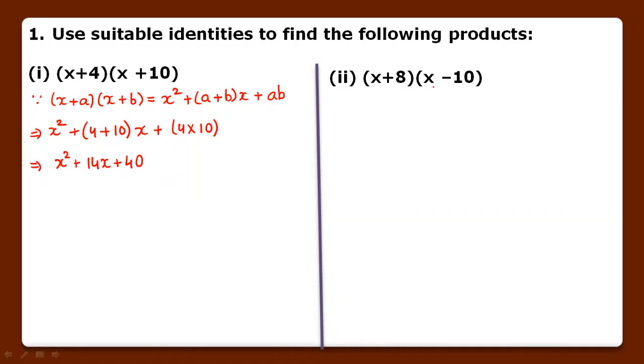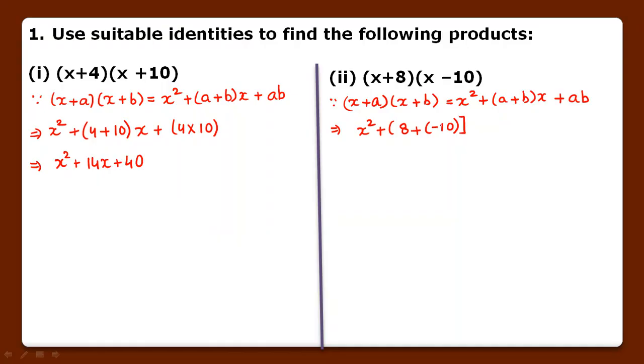Second part, x plus 10 into x minus 10. Again we will use the same identity, since x plus a into x plus b is equal to x square plus a plus b into x plus ab. X here is x again, a is 8 and b is minus 10. So plus 8 and minus 10 into x plus 8 into minus 10.